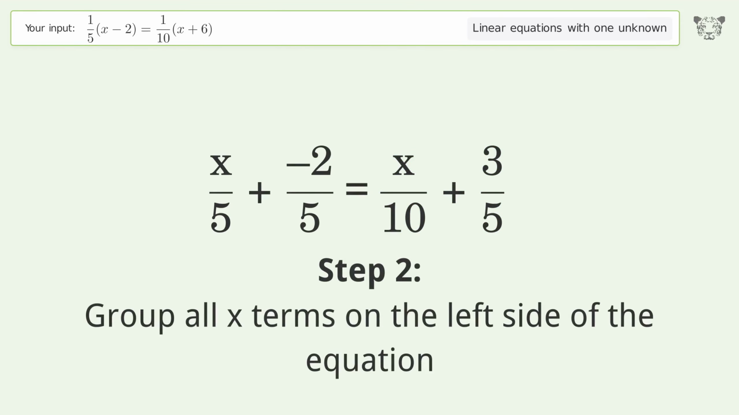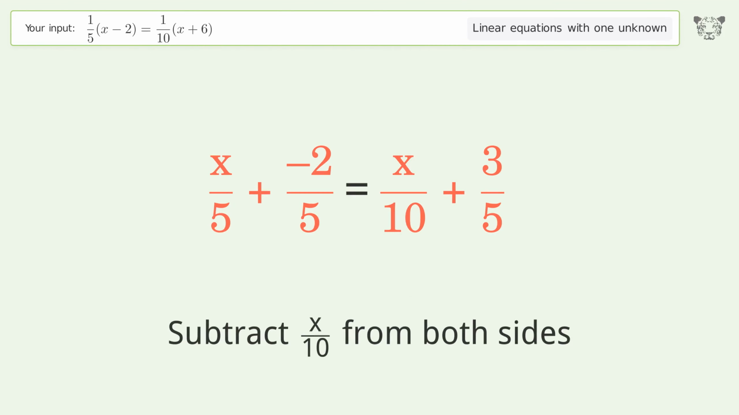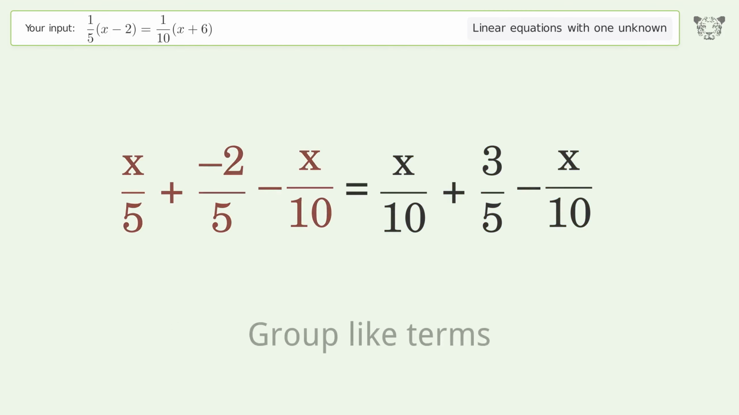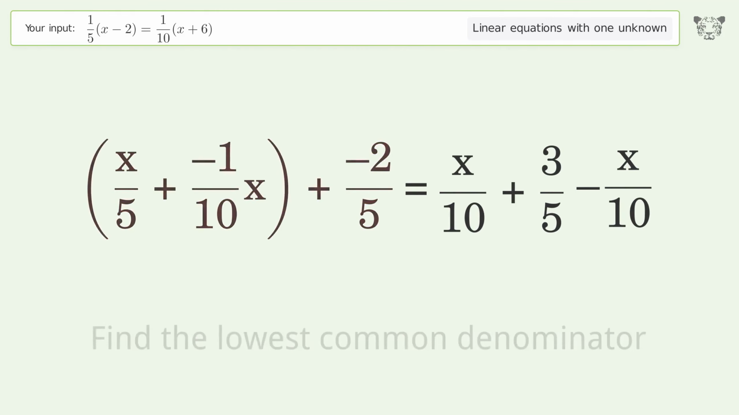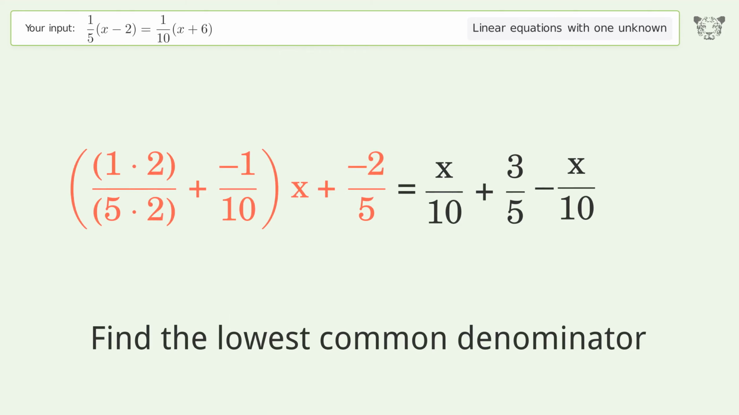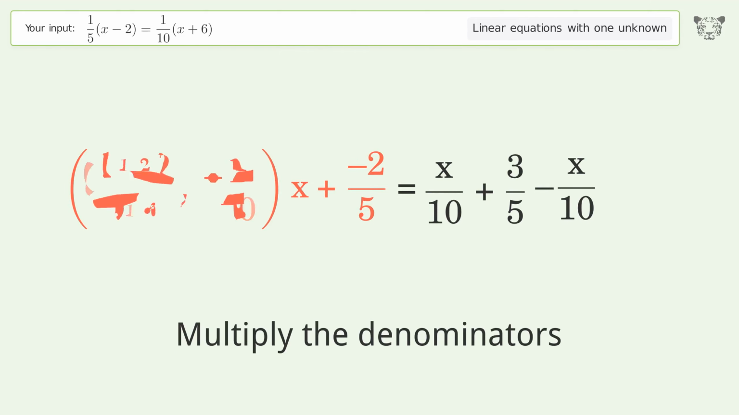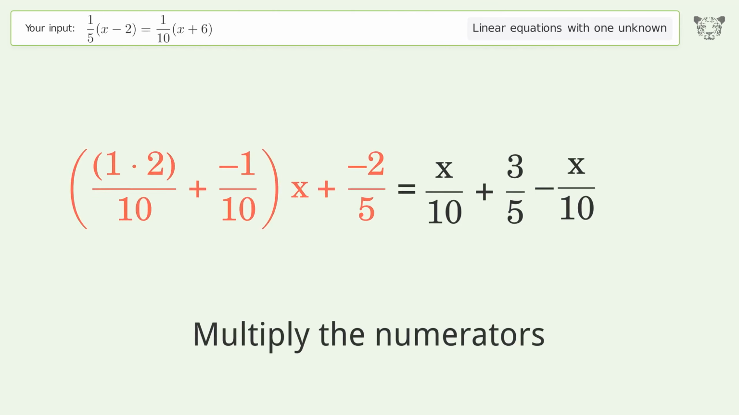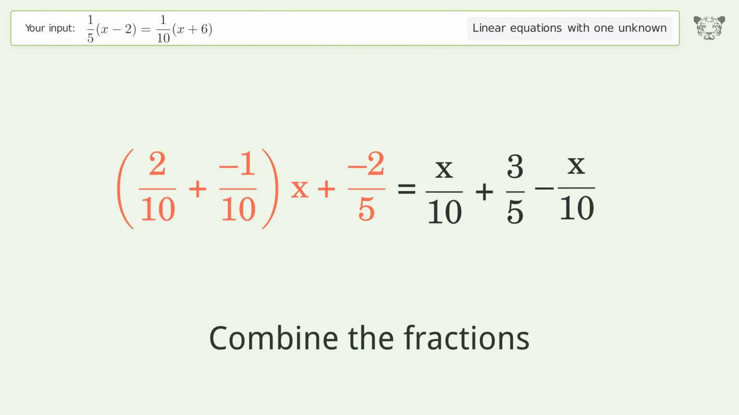Group all x terms on the left side of the equation. Subtract 10 over 10 from both sides. Group like terms. Find the lowest common denominator. Multiply the denominators. Multiply the numerators. Combine the fractions.